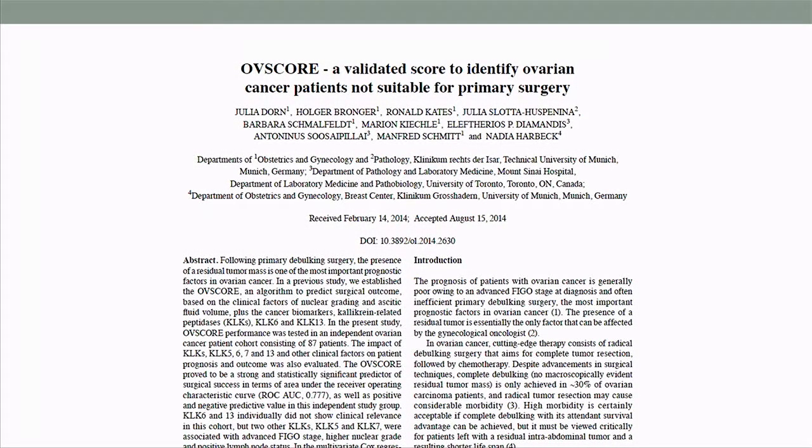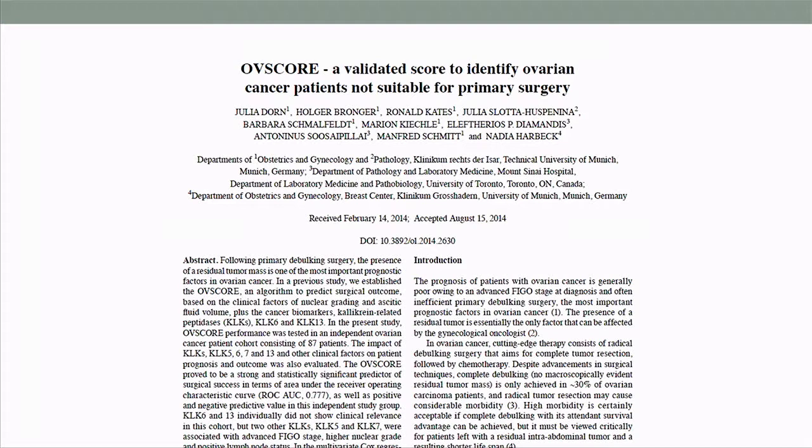So we see examples of this mismatch in this article. This study looked at a score to identify ovarian cancer patients who don't benefit from primary surgery. Although the title suggests that they were evaluating the score, the results and conclusion focus on two proteins, neither of which are in the OV-score algorithm.